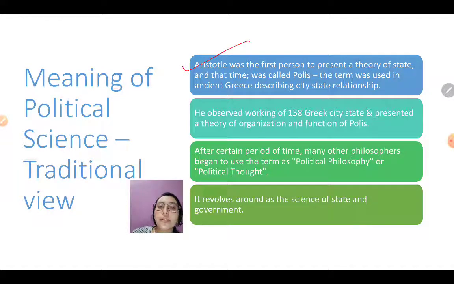Aristotle was the first person to present a theory of the state, and at that time it was called polis. Political science was not called political science then, but Aristotle was the first person to give the term polis, which is a Greek term used to describe the city-state relationship. At that period, Aristotle observed 158 Greek city-states and presented the theory of the organization and function of polis. Polis means how the state used to work at that period of time.